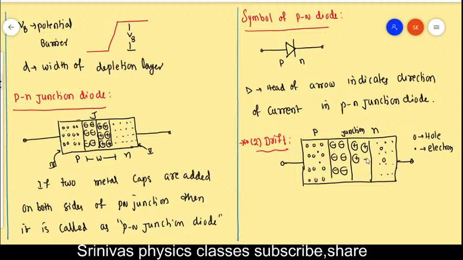What happens? One side positive, one side negative forms. That is called the depletion layer. This layer's width is the width of the depletion layer. I call the width of the depletion layer W.